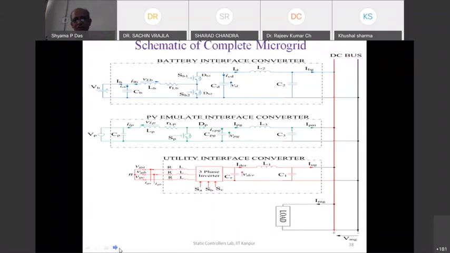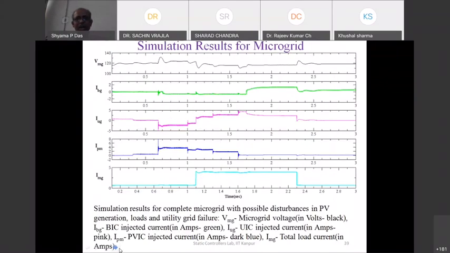Next slide, please. This is the simulation of the overall microgrid control. The bottom line, IMG, is the load. IPM is the photovoltaic current. IUG is the utility grid current. IG is the battery current.